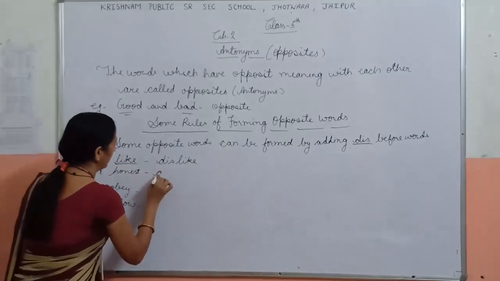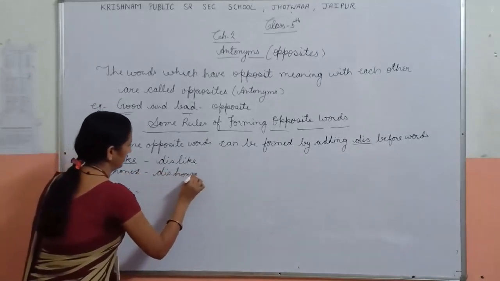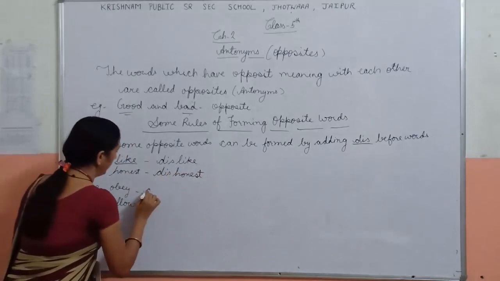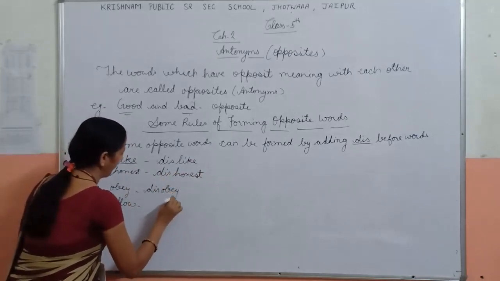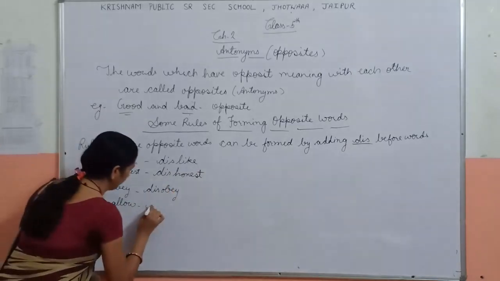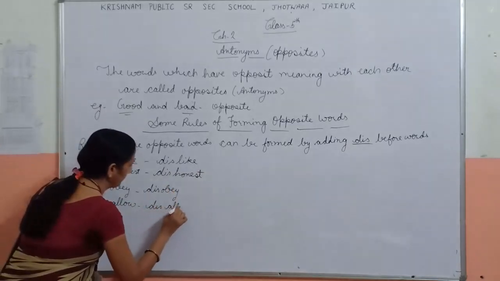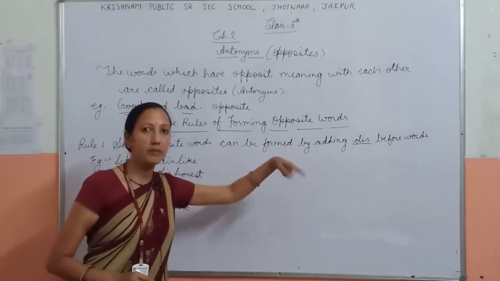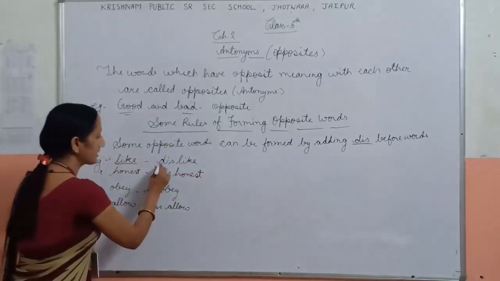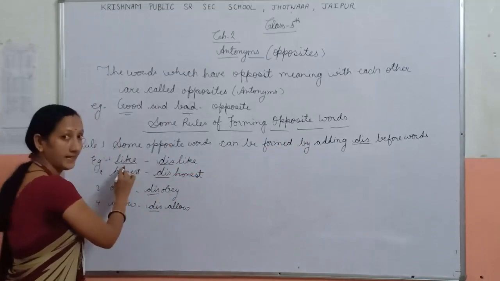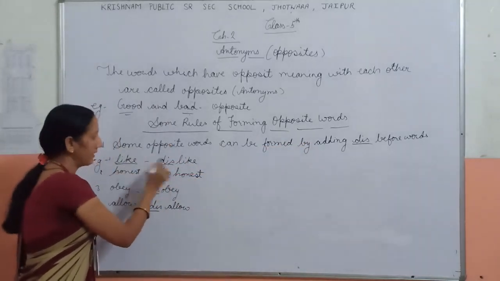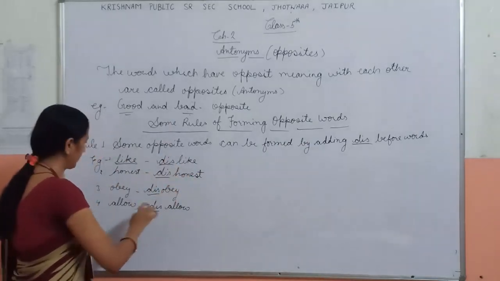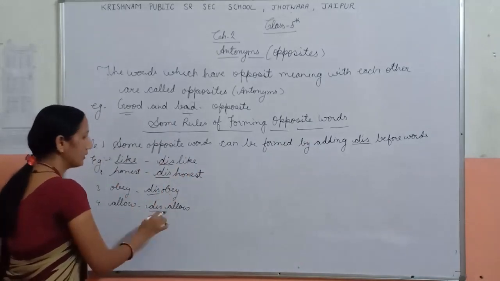Honest, dishonest. Opposite of honest is dishonest. Obey, disobey. Allow, disallow. So we use dis before words. Then these words become dislike, dishonest, disobey, disallow.